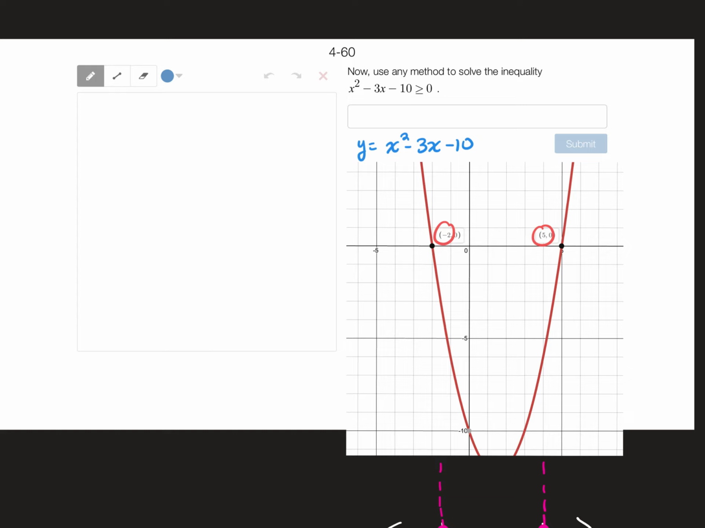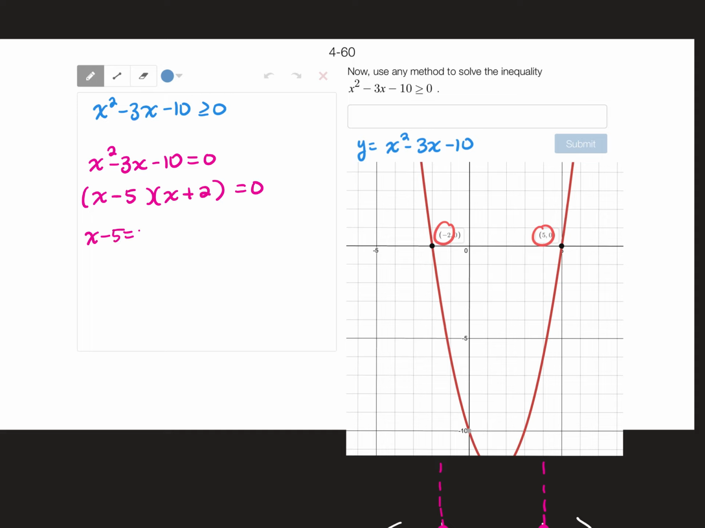The algebraic method says take the inequality, x squared minus 3x minus 10 is greater than or equal to 0, and just think of it as an equation. So x squared minus 3x minus 10 equals 0, and solve that equation by factoring. Okay, so we get x minus 5, x plus 2. Set each of those factors equal to 0, and then you get your 2 boundary points. No matter how we do this, we should be able to get the same 2 boundary points.